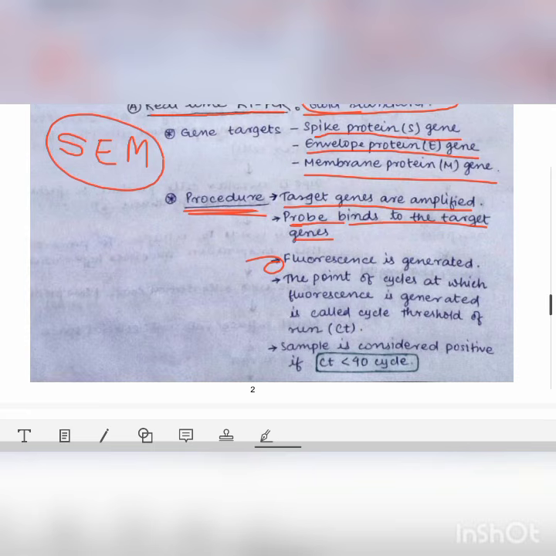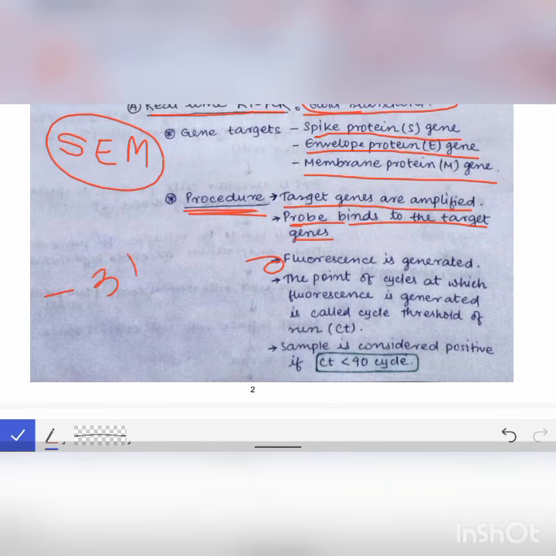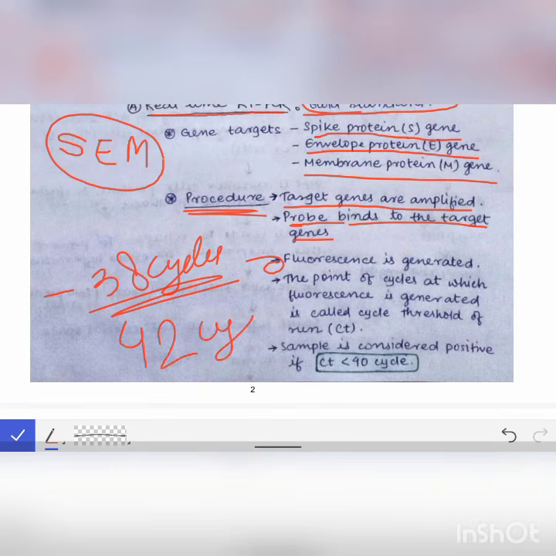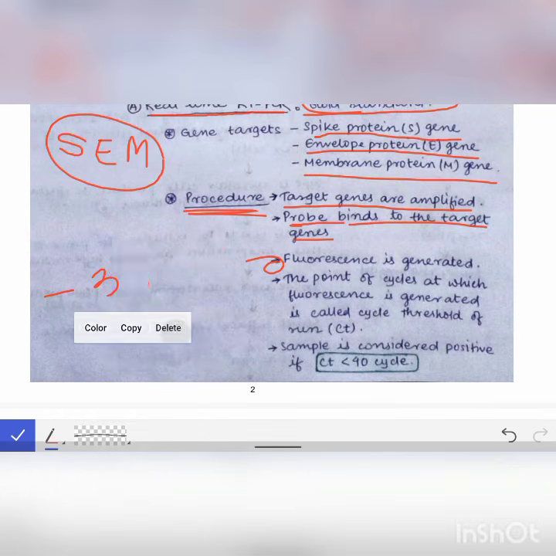The point of cycle at which the fluorescence is generated is called the threshold cycle. Okay, so if the fluorescence is generated within 38 cycles, then we call it a positive test, because there is a sufficient amount of gene, and within 38 cycles the fluorescence is generated. That means the test is positive. If it is generated at, suppose, 42, after 42 cycles of amplification, then the test is supposed to be negative. Okay, so that's how we report the sample as negative or positive.